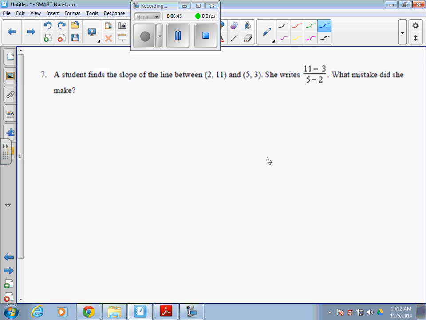Number 7 says a student finds the slope of a line between 2, 11 and 5, 3. She writes 11 minus 3 over 5 minus 2. What mistake did she make? Here's error analysis. X, Y, X, Y. Sub 1, sub 2.